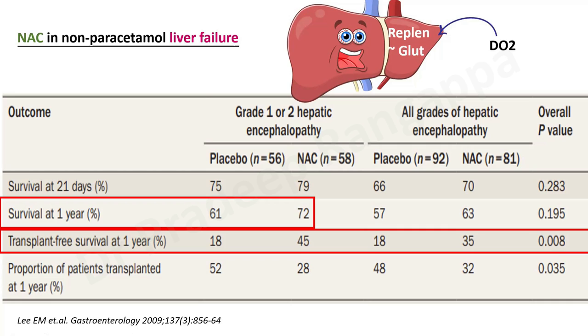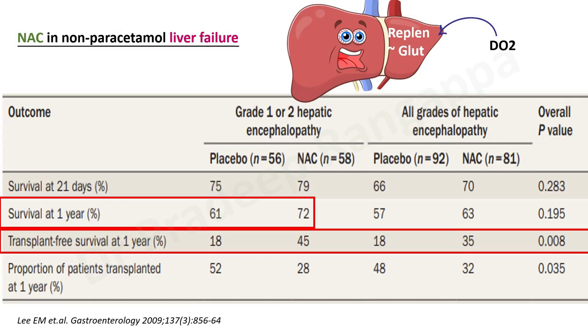So transplant-free survival at 1 year, be it grade 1, grade 2, or all grades of hepatic encephalopathy, did attain statistical significance. So NAC is considered a very important drug that one should consider using upfront in acute fulminant liver failure. This is something most listeners can keep in mind, that we do use NAC for most acute liver failure, and there is good data to substantiate its usage. Survival at 1 year for minor grades, grade 1 or grade 2, did attain statistical significance. And transplant-free survival at 1 year also attained statistical significance for all grades of encephalopathy.